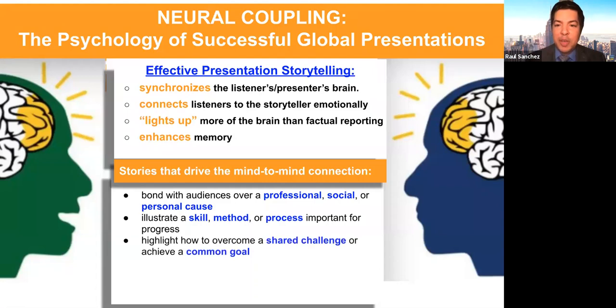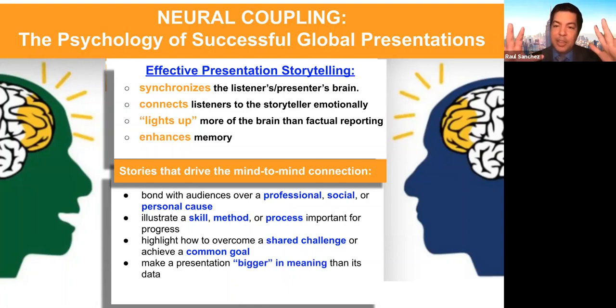The third is to make a presentation bigger, highlight a shared challenge or overcome a common goal. So see if you can find a common goal in your presentation that the audience will share. And one way to do this with a story is to think of a powerful decision-making moment in your life. And then see if by telling that story, the audience can be inspired to make that same decision in their lives, okay?